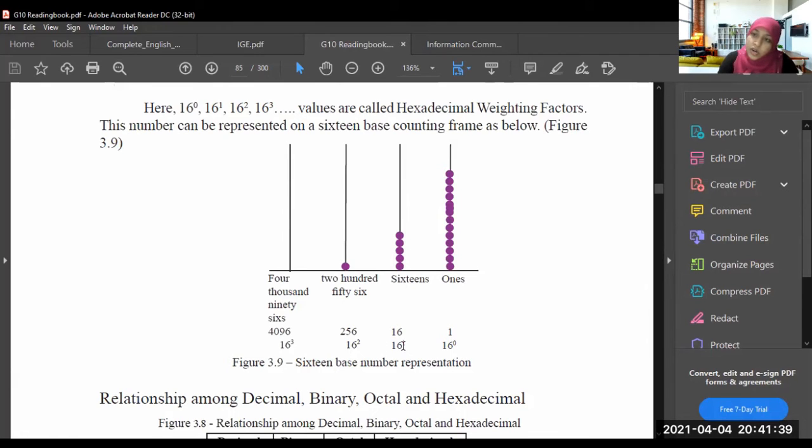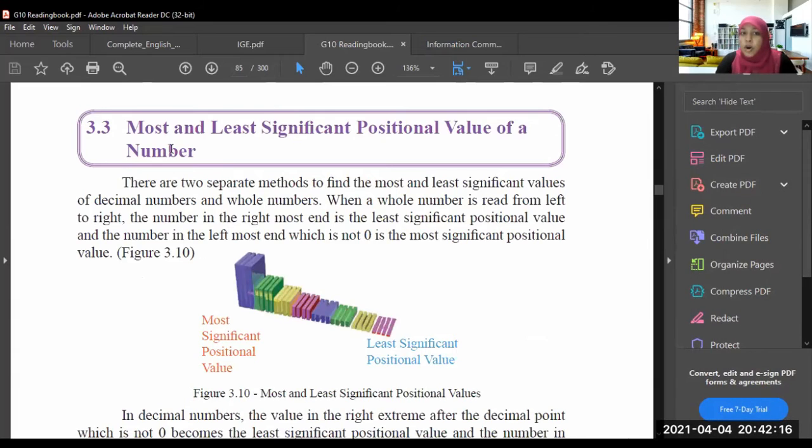Here it changes according to the number. If it is 16 to the power 1, it is 16. 8 to the power 1, it is 8. 2 to the power 1, it is 2. 10 to the power 1, it is 10, right? It depends. Most and least significant positional value of a number. Under this topic, there will be a question in your paper. Most probably they will ask you a question on the most and least significant positional value of a number. What are the most and least significant positional values?